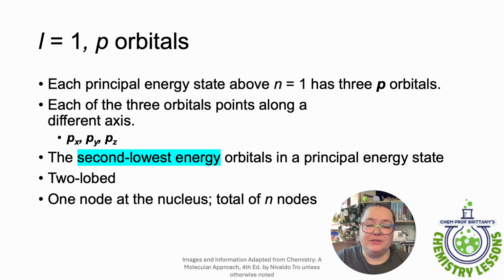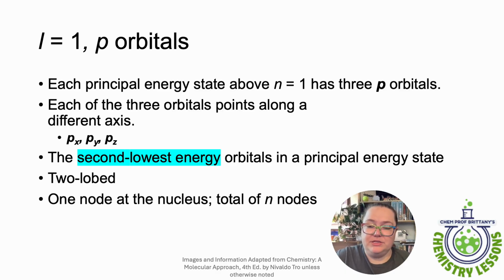Our next angular momentum value is L equals 1, and that is for our p orbitals. So for every energy level above n equals 1, we've got 3 p orbitals. We think of it just as p orbital, but it's really 3 different p orbitals at different angles. So p sub x in the x direction, think about a graph, p sub y, and then p sub z coming towards and away from you. This is the second lowest energy orbital in our principal energy state. So n equals 2, I have an s orbital and then the p orbitals, and s is lower than p.